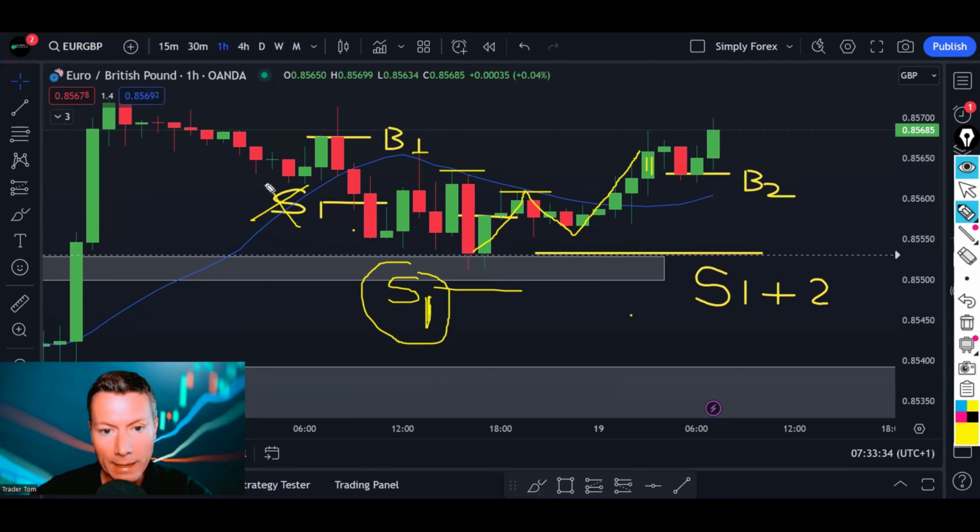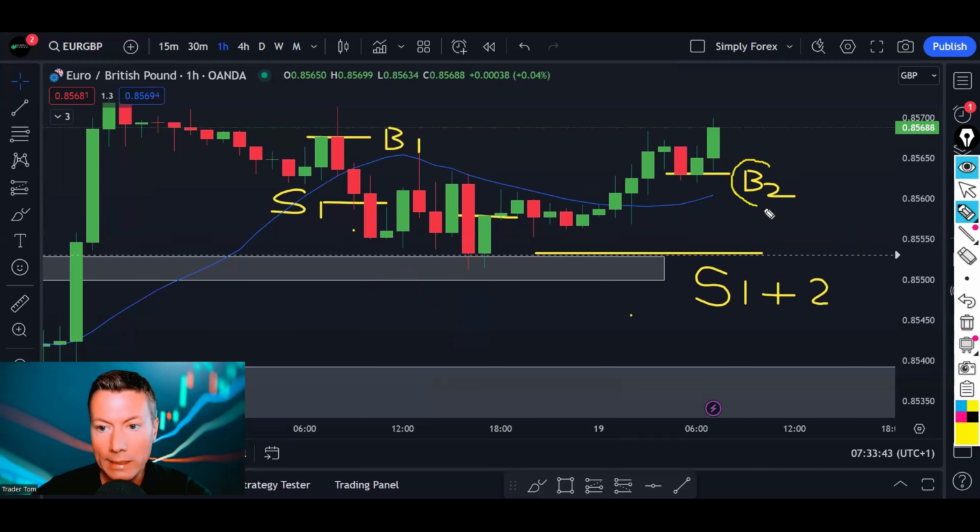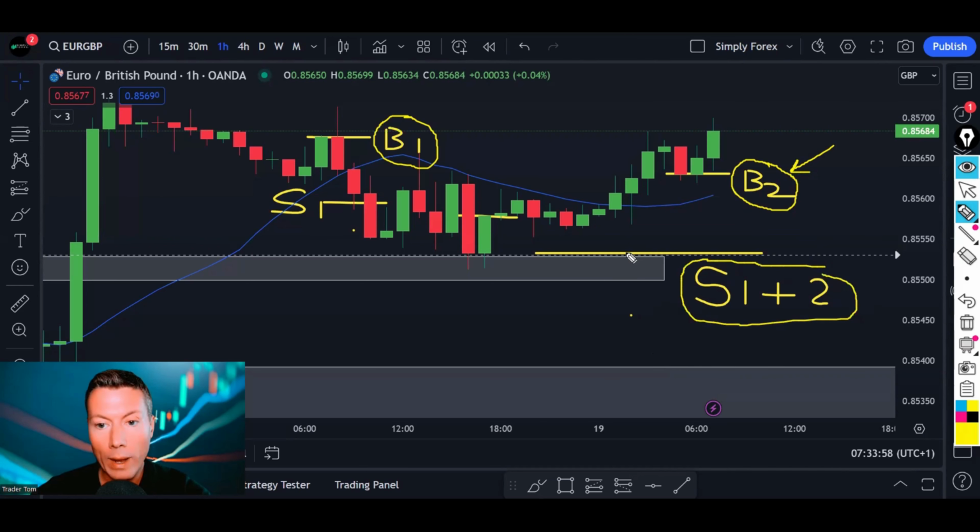And there's a bit of a level through here. I haven't actually drawn it in, but there's a bit of a level through here. So when price retraced to this level, I did another buy. Right? So now I'm in buy one and buy two. Therefore I need to adjust my sell hedge down here. Now my sell hedge, I have moved up from here to here.